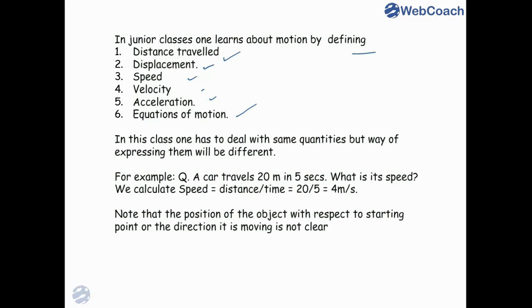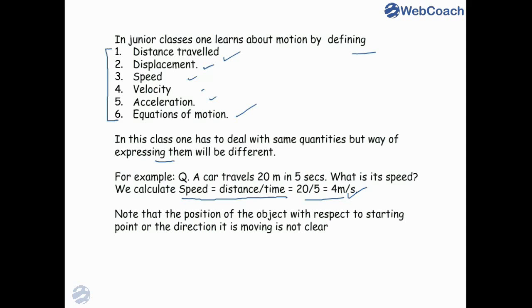So the question arises: why are we going to study the same thing again in this class? The answer is that we are going to deal with the entire thing in a different way. For example, in previous classes, the usual question would be: a car travels 20 meters in 5 seconds. What is its speed? We all are familiar with how speed is calculated. We calculate easily as distance by time, and that is 4 meters per second. But what is lacking here?